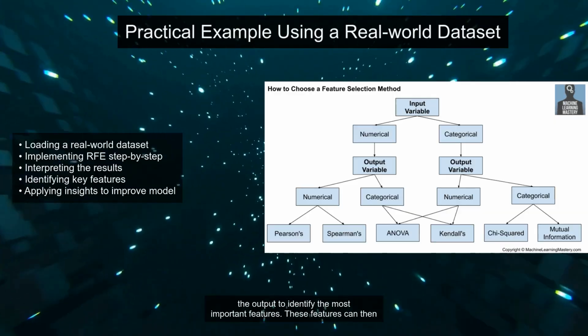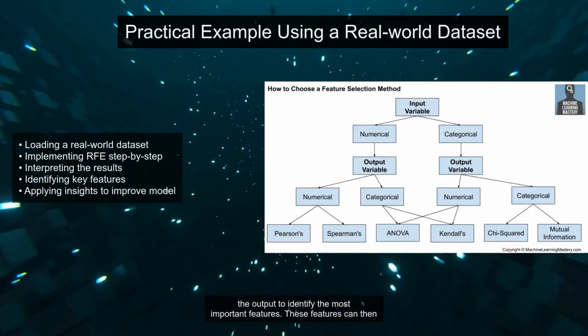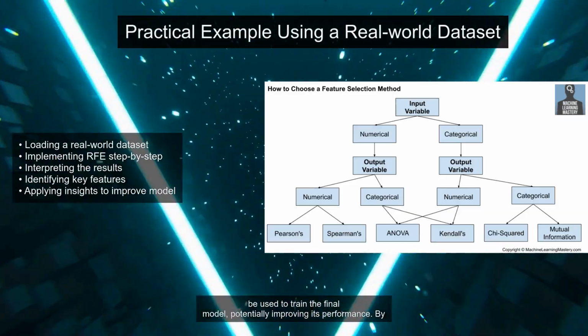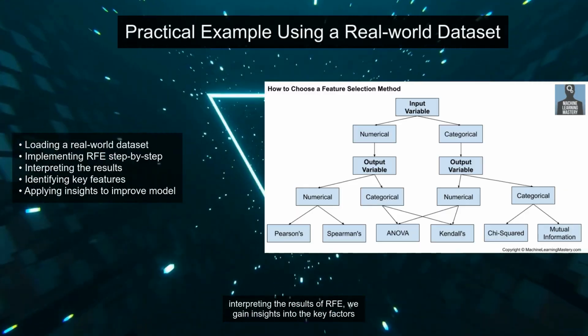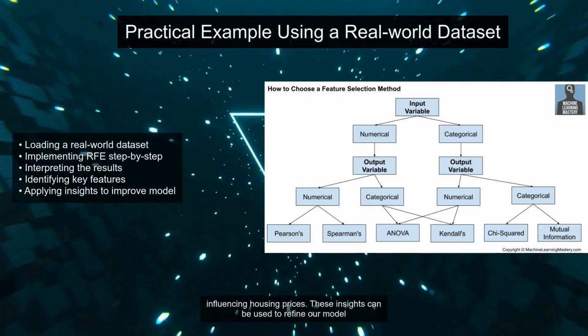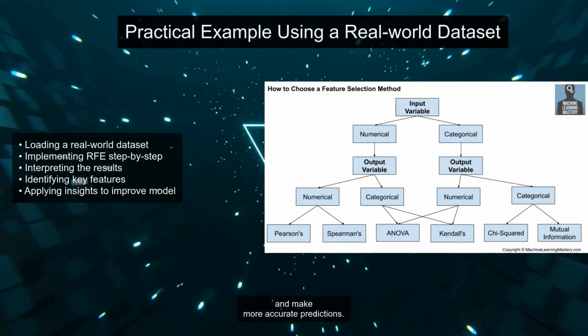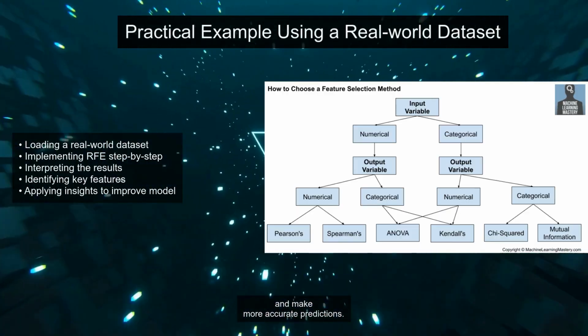Once the RFE process is complete, we'll examine the output to identify the most important features. These features can then be used to train the final model, potentially improving its performance. By interpreting the results of RFE, we gain insights into the key factors influencing housing prices. These insights can be used to refine our model and make more accurate predictions.